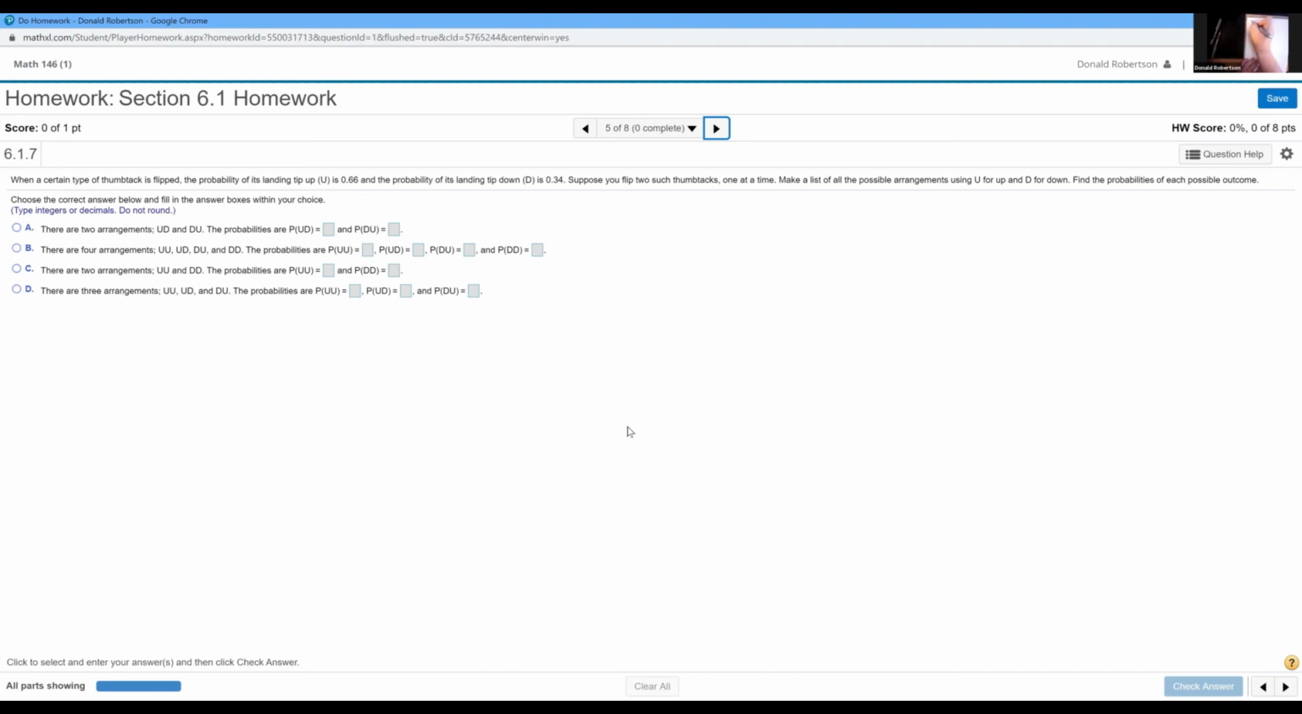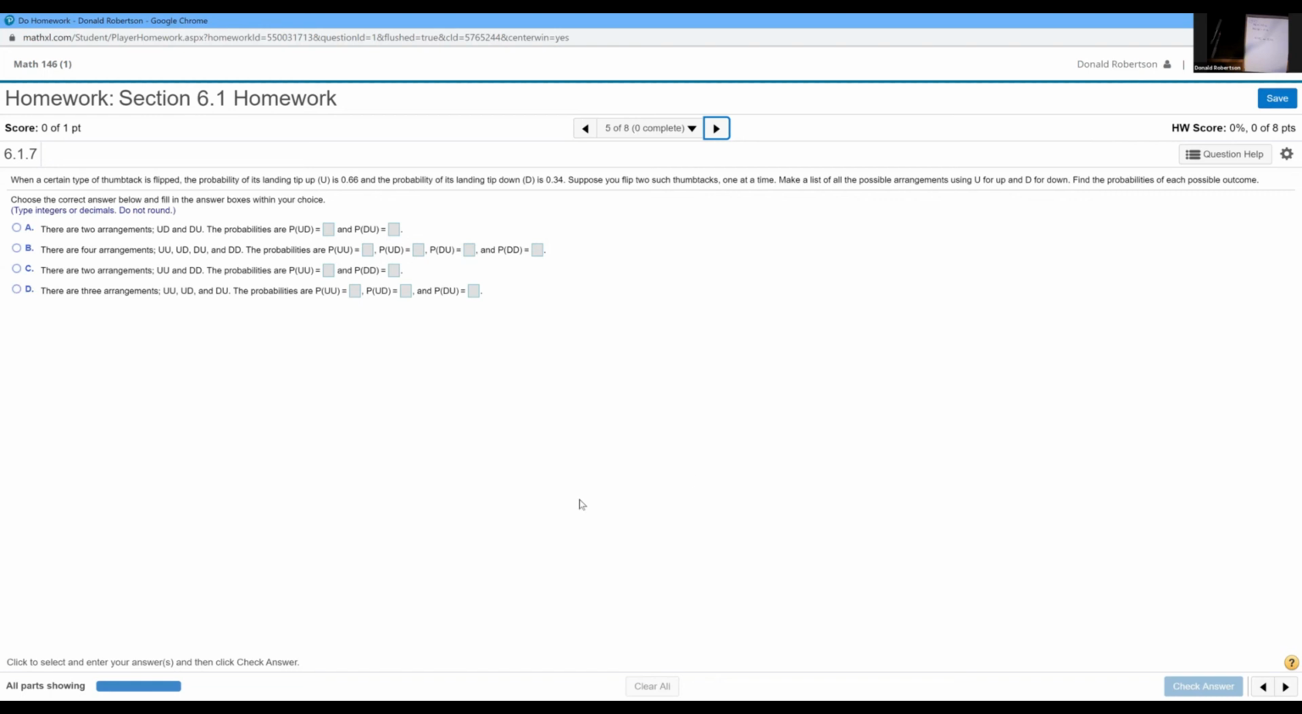And this is 6.1.7. It then says choose the correct answer below and fill the answers in the boxes. They give you a whole set of choices, so I'm just going to pick one of them and look at it. One of the choices was the first one, which says the probability of getting an up and then a down, and the probability of getting a down then an up, are equal.